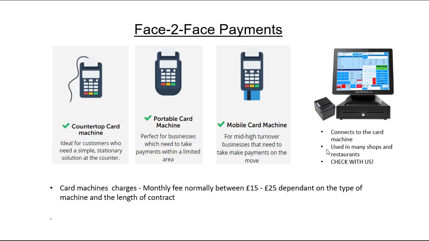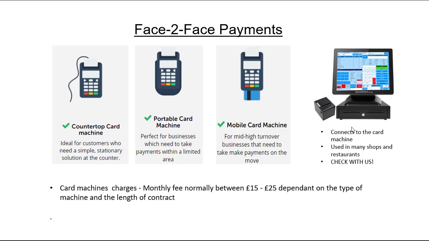Finally, card machines are rented for a monthly fee, generally £15 to £25 a month, dependent on the type of machine and length of contract with the customer. Contract lengths vary, but are normally 24 to 48 months. That's most of the information you'll need on face-to-face payments. You'll get familiar with the machine types when you're out on the road.